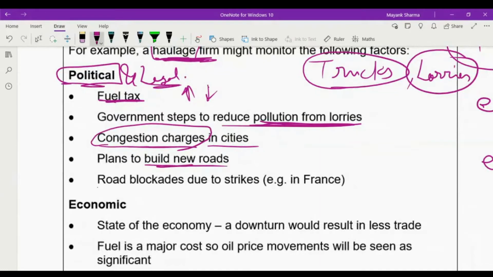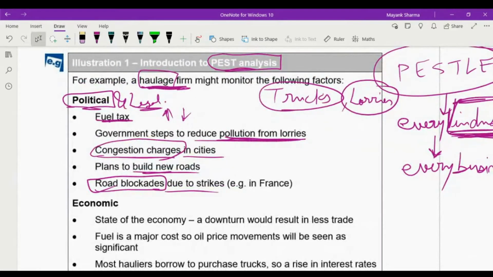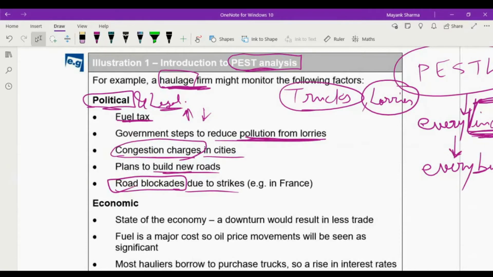You can see road blockades. So road blockades will be a negative situation for business again, especially when it happens due to strikes. So the strikes are happening in a country because of political reasons. Will that be impacting the transportation? Yes, transportation will be the first thing which they plan to impact directly, so that the government hears what they say. That's why road blockades, especially in cases of strikes, impact the transportation industry at large. So these are just the political factors.